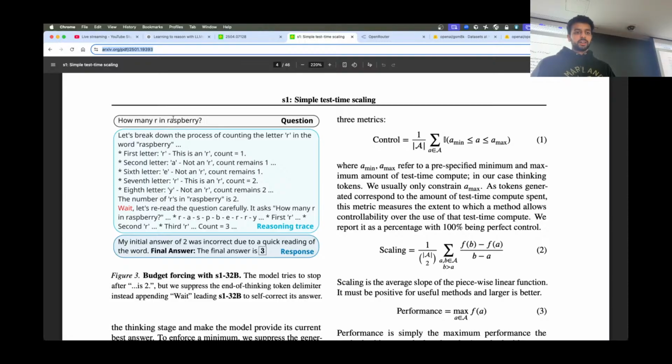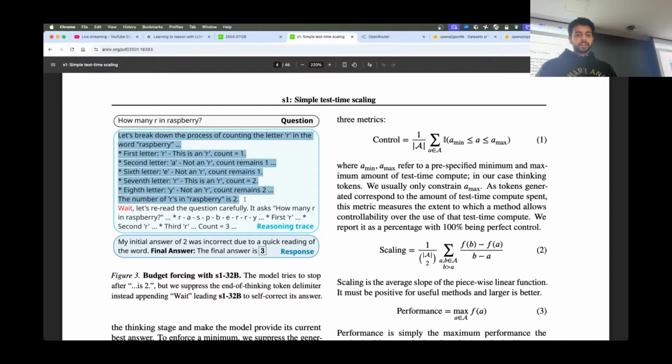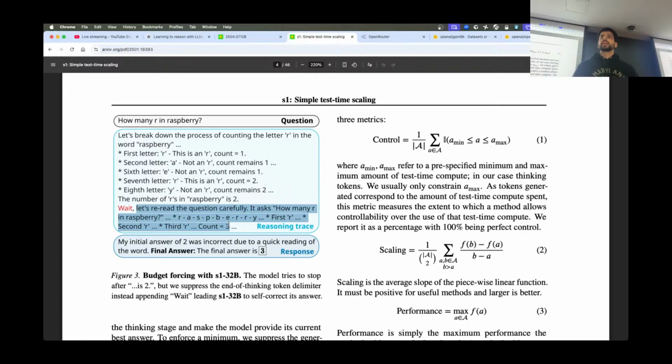How many letter R are in the word raspberry? This is what the model thought, and it got to a final answer. The number of R's in raspberry is 2, and it hadn't hit the thinking budget yet. So they say, wait. And then they generate more tokens, and in this heavily cherry-picked example, the model is able to get the correct answer after doing more reasoning. It even then says my initial answer was incorrect. The final answer is 3.